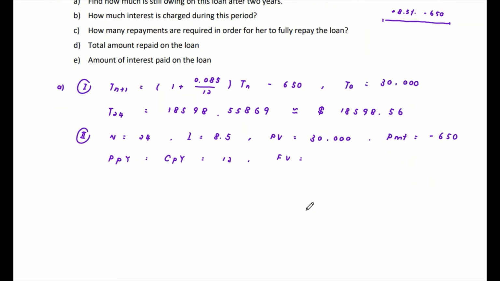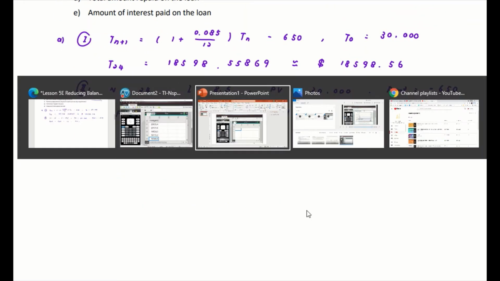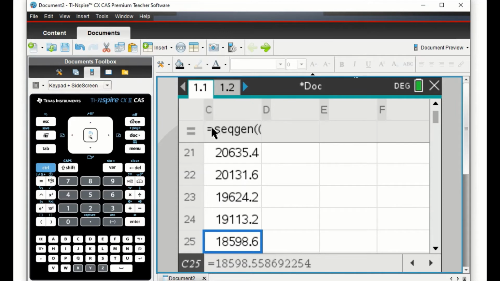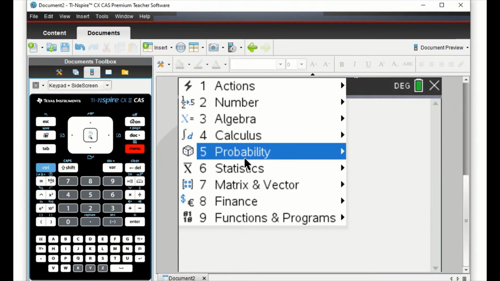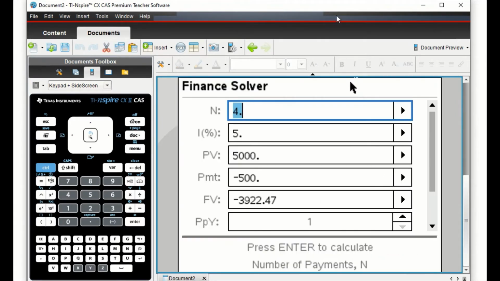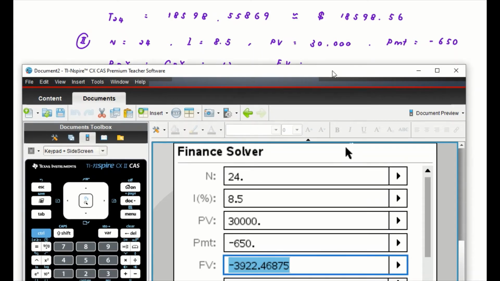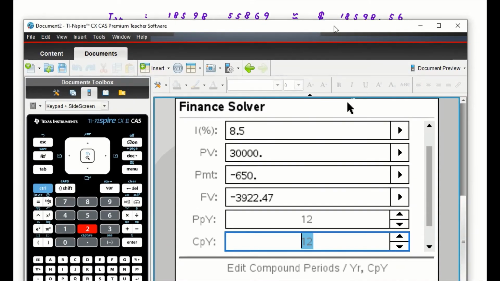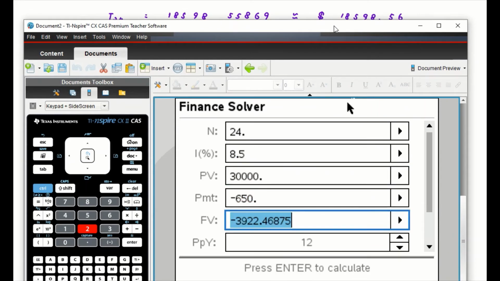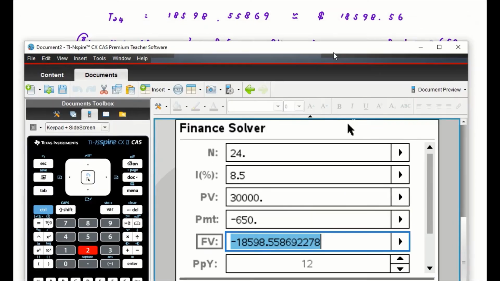So let's try to input all the values in our calculator and see what we can get. Alright, so go back to our finance solver. N is 24, 8.5, PV 30,000, PMT negative 650, FV is what we want to find. Then after that 12 and 12. Okay, so just tap all the way until you're back to future value, then just press enter. So you should be able to get the exact same value.